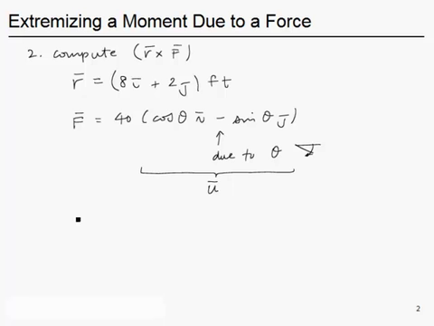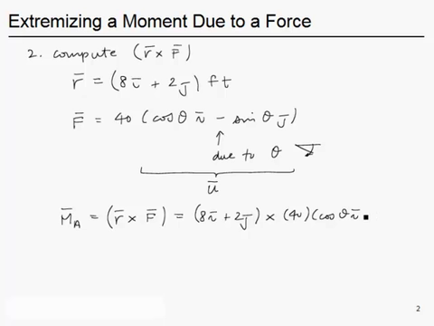So then what we can do is we can calculate a moment. Moment around point A is going to be equal to R crossed with F. This is going to be equal to 8I plus 2J crossed with 40 times cosine of theta in the I minus sine theta in the J. And so if we go ahead and carry out the math, we end up with minus 40 times 8 sine theta plus 2 cosine of theta in the K direction. And this thing is going to have units of pound-feet.